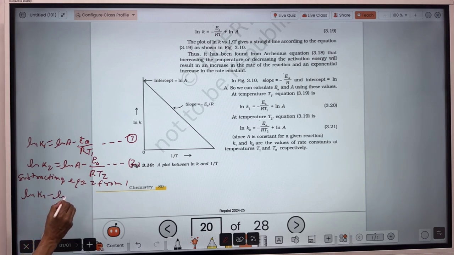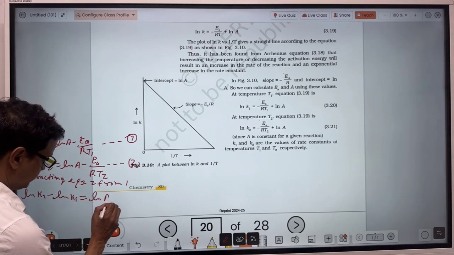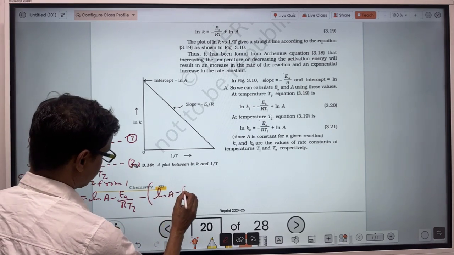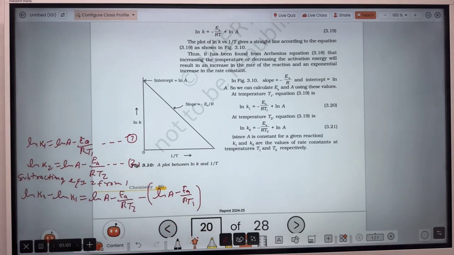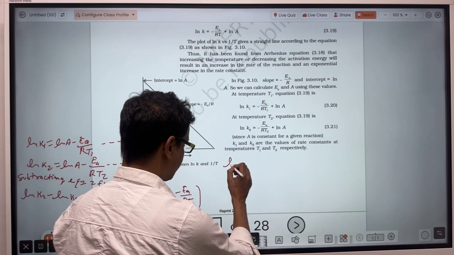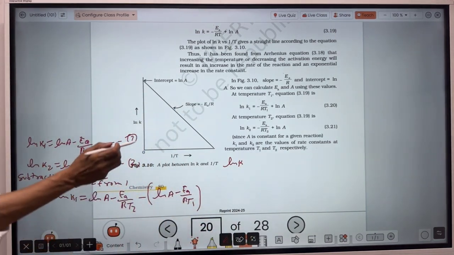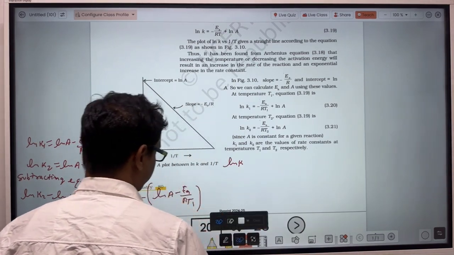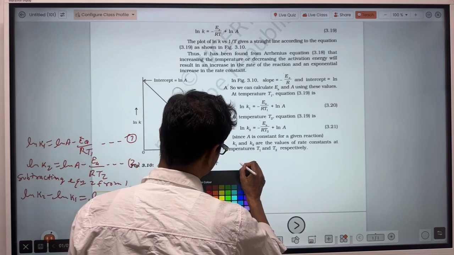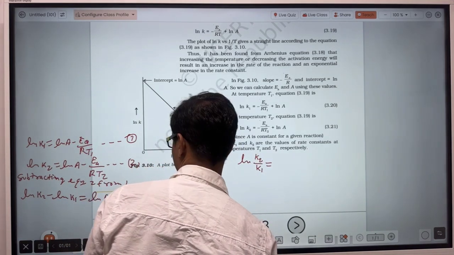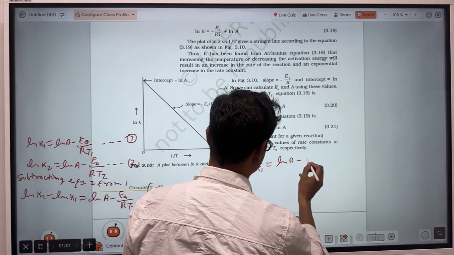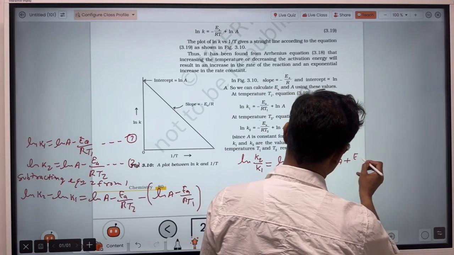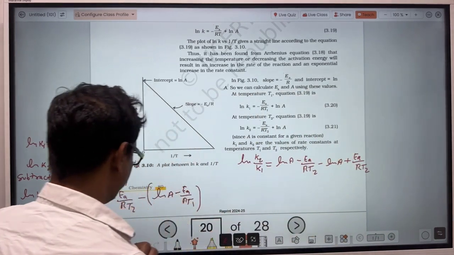So log K2 minus log K1 will be equal to log A minus Ea upon RT2 minus log A plus Ea upon RT1. I have taught you log A minus log B equals log A upon B, so log K2 minus log K1 will be equal to log K2 upon K1. So that will be equal to log A minus Ea upon RT2 minus log A plus Ea upon RT1.